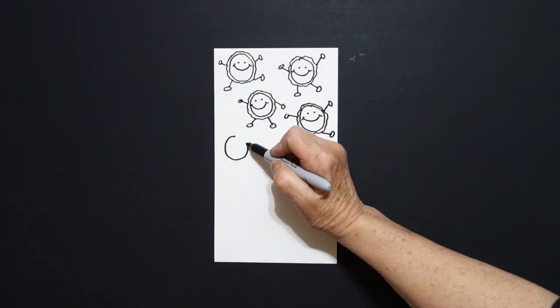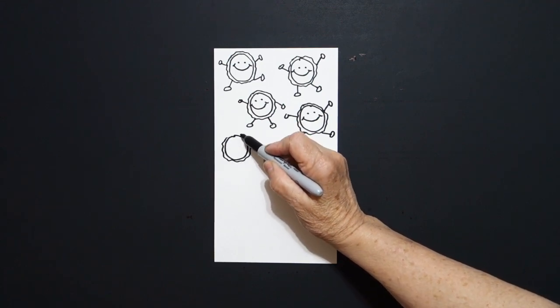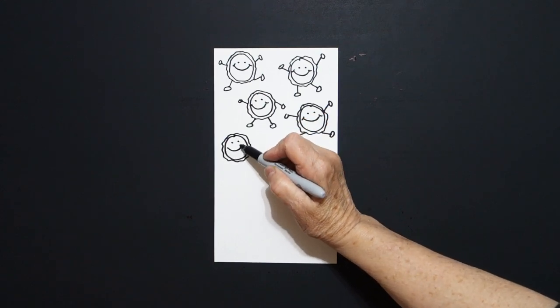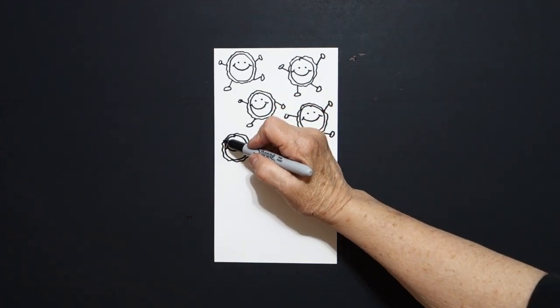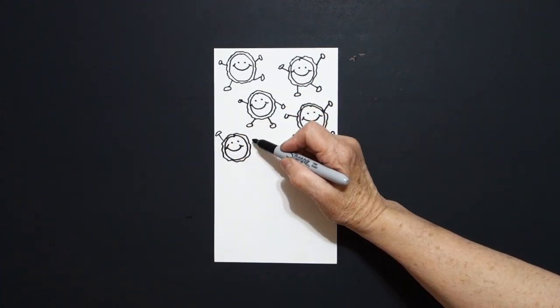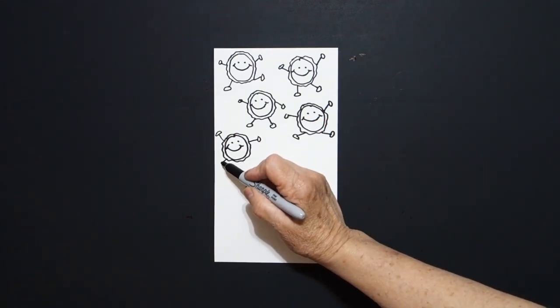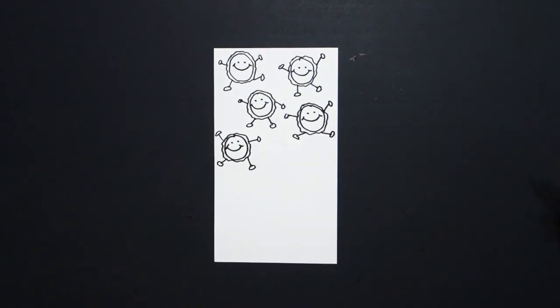Draw your circle. Wavy line going all the way around. Dot, dot, curve line, little curve line. Straight line out, flat oval. Straight line out, flat oval. Straight line out, flat oval, straight line out, flat oval.